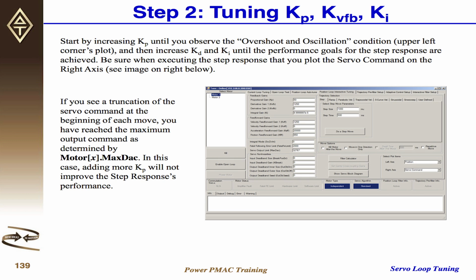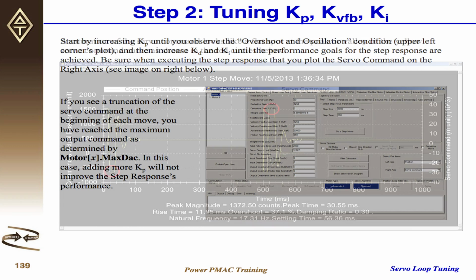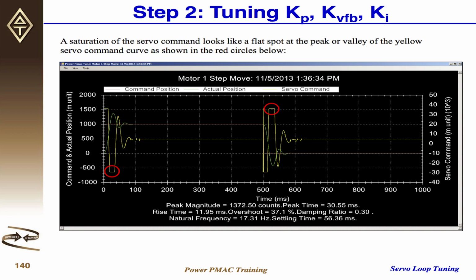That way, when you do a step move, you can see how much effort PMAC is putting out to achieve the actual position that you want. So the servo command shows up in yellow, and if you see in your servo command a flat spot at any point in the trajectory, it means you're actually saturating the output of your motor, as specified by the I2T protection settings. So the saturation is indicated by these little circles here.